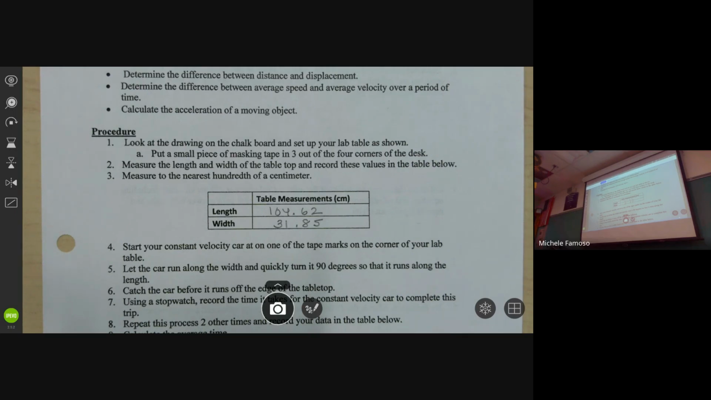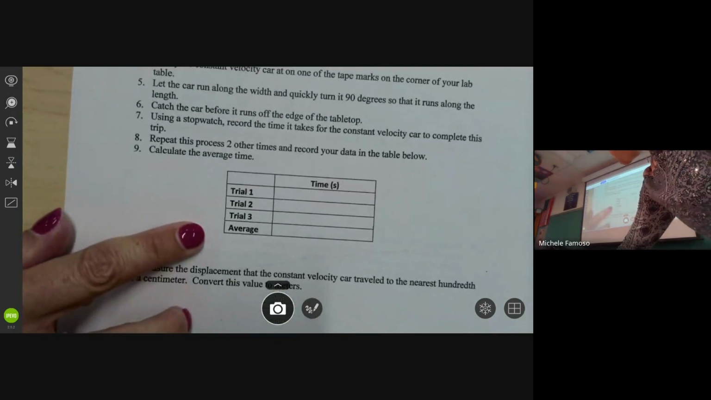Now, someone in the group is going to need to time that motion with their Chromebook stopwatch. So one person in the group who's not near the tape should grab their Chromebook, go to Google, and open up a stopwatch. Okay, one person per group. And what you're going to do, look down here in data table, the second table. It's asking you for the time for 3 trials. Do you see that? We need 3 trials.